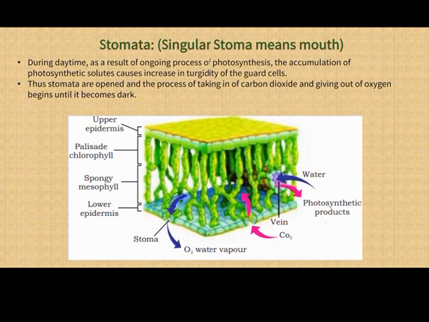So during daytime, as a result of the ongoing process of photosynthesis, the accumulation of photosynthetic solutes causes an increase in turgidity of the guard cells. As I have told you, thus stomata are opened and the process of taking in carbon dioxide and giving out oxygen begins until it becomes dark.